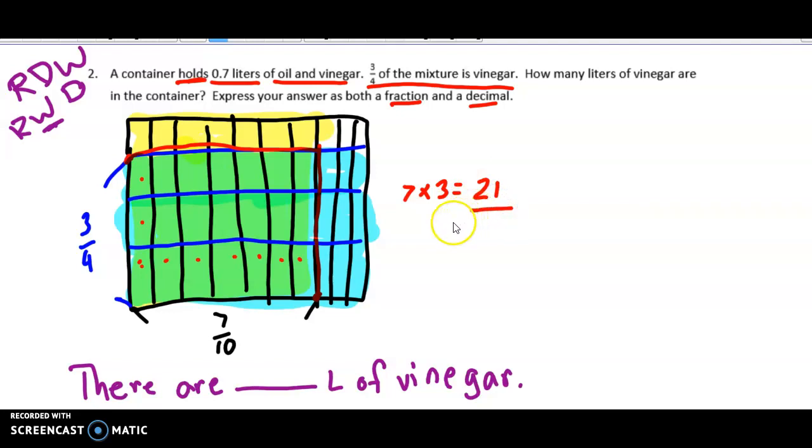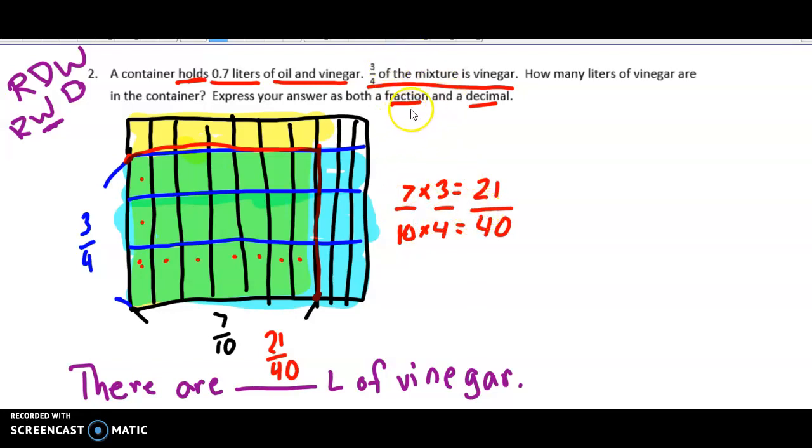How many are there all together? Well, there's 4 going up and down. There's 10 going across. Let's do our 10 times our 4, and it gives us 40. So there is our fraction, 21/40 of a liter. Now notice how I did this. There's our 7/10, and there's our 3/4. We just used that strategy of multiplying straight across.